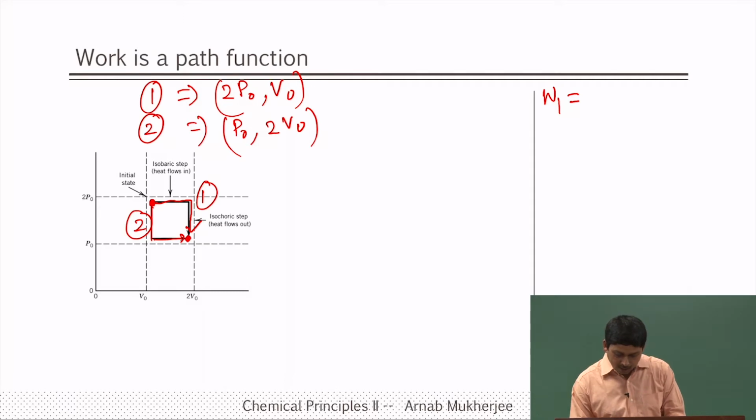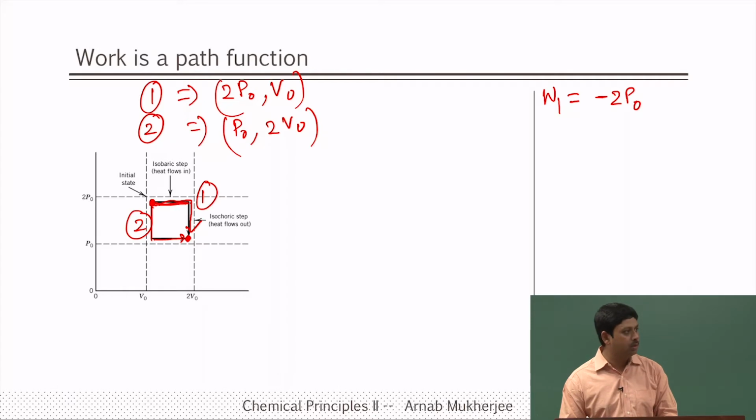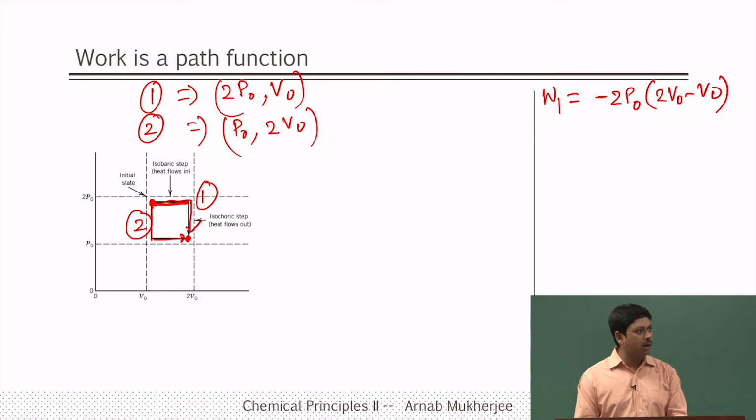Now, let us see for path number 1. It goes at 2 P 0, because pressure is remaining constant, but volume changes from V 0 to 2 V 0, right. So, what is the work done in the first step, can you tell me? P external is 2 P 0, so it is minus 2 P 0 into 2 V 0 minus V 0, right. In the next step, can you tell me how much is the external pressure? Step means from here to here. In this step, what is the external pressure?